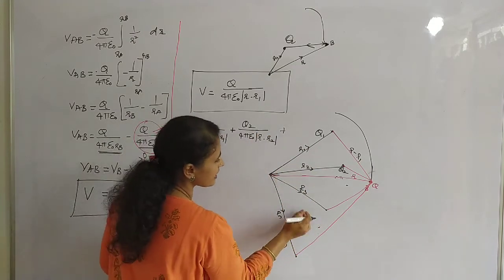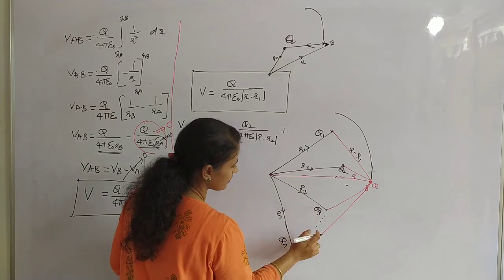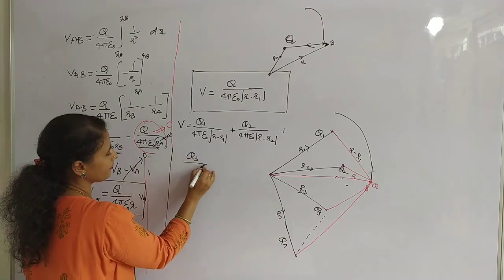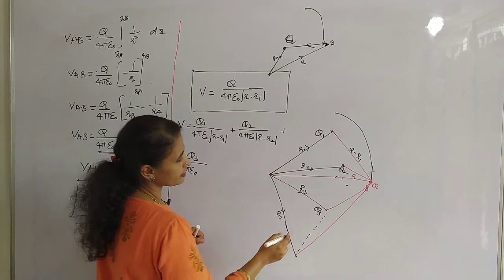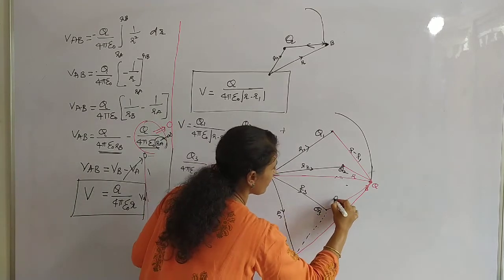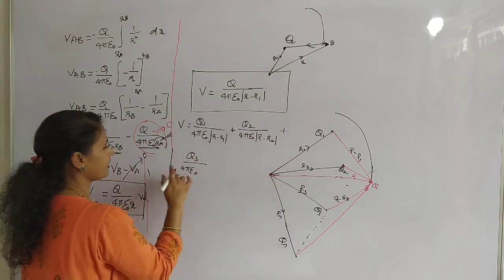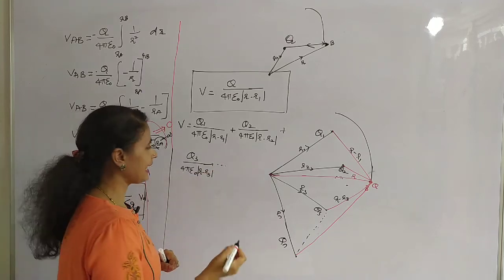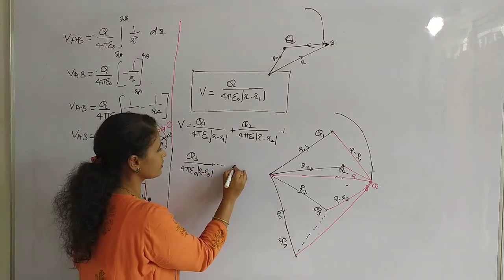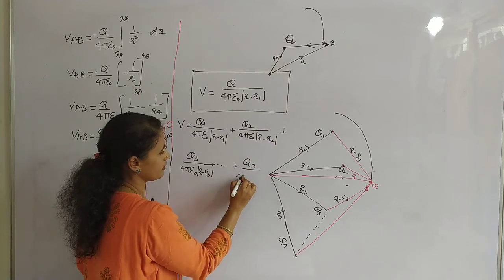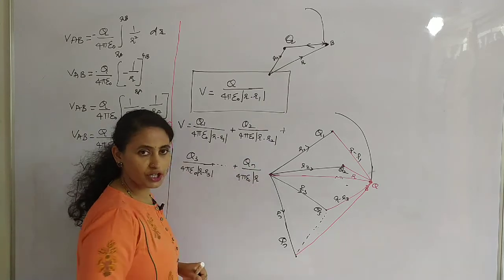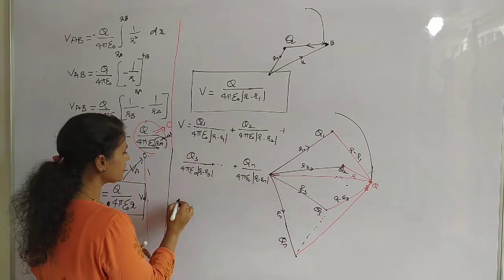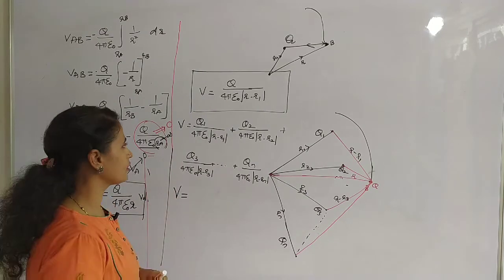Because of the third charge, it is given by Q3 by 4 pi epsilon naught, and the resultant distance because of charge 3 is the magnitude of R minus R3. It extends till n number of charges. For the nth charge, it is Qn over 4 pi epsilon naught times the magnitude of R minus Rn. So in general, we can write V is equal to.